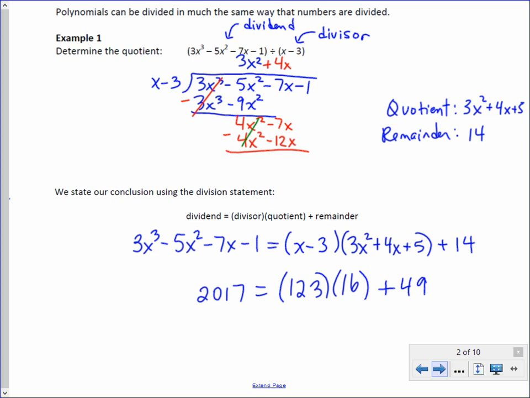Those are gone. Negative 7x minus negative 12x is 5x. Writing down the next term, negative 1. What do I multiply x by to get 5x? Plus 5. 5 times x, 5x. 5 times negative 3, negative 15. Subtract, and I get negative 1 minus negative 15 is 14. Good enough?